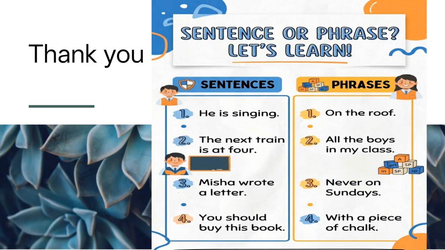With a piece of chalk, I can draw, I can write, I can make fun. Okay, I can throw it out. But it doesn't make it clear here. That's why this is a phrase.